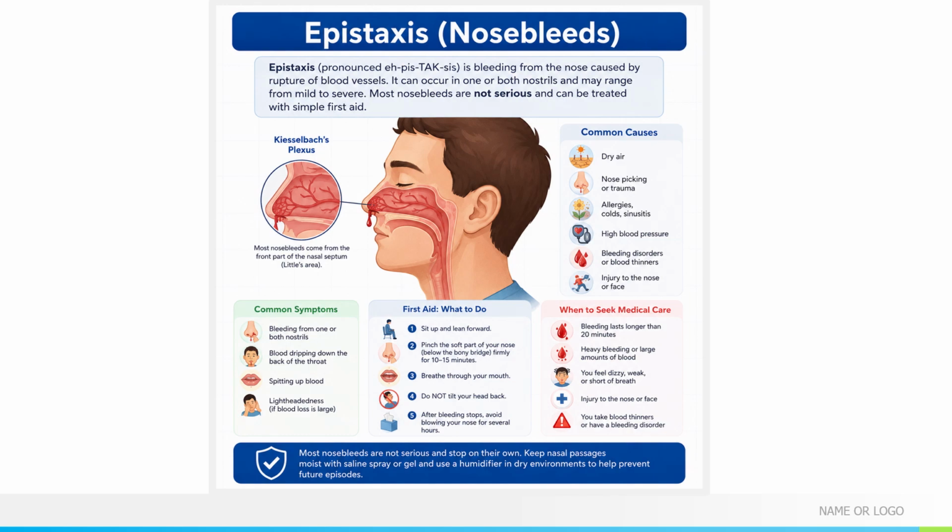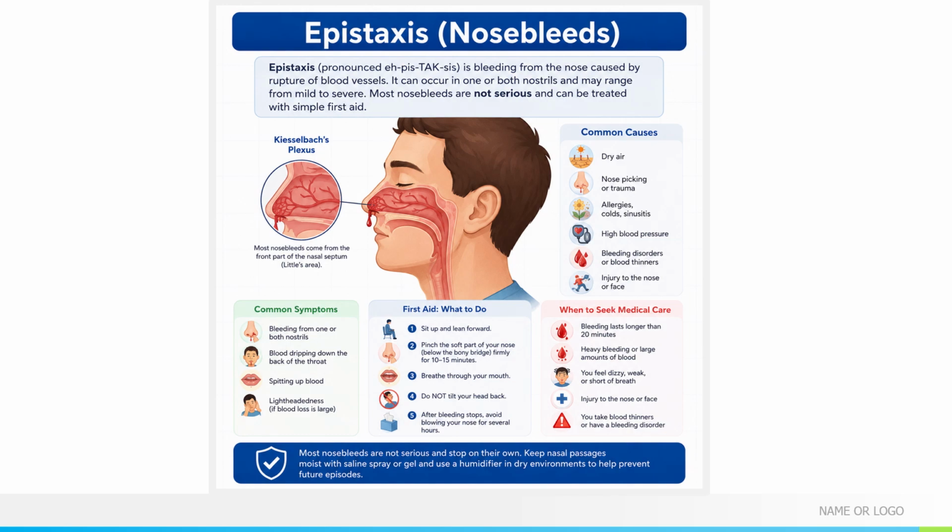So approximately 90% of nosebleeds originate from the anterior portion of the nasal septum, specifically an area called Kiesselbach's plexus, also known as Little's area. So Kiesselbach's plexus is where several small arteries come together, making it really highly vascular and susceptible to bleeding from even minor trauma or irritation.